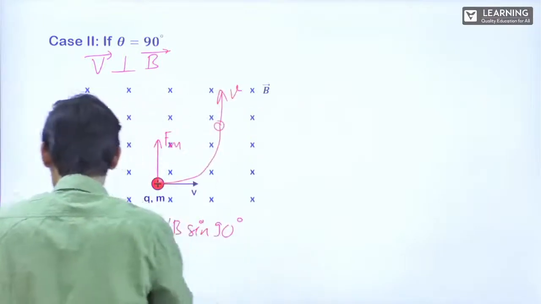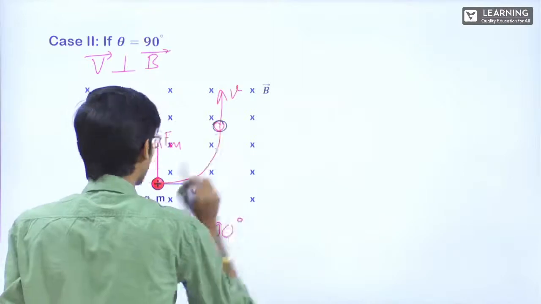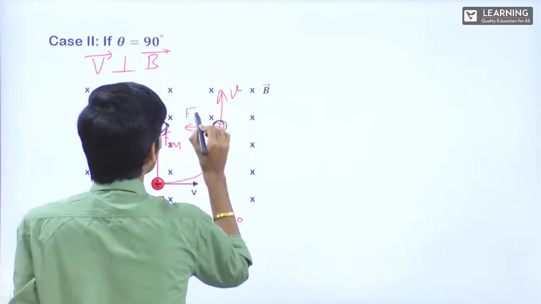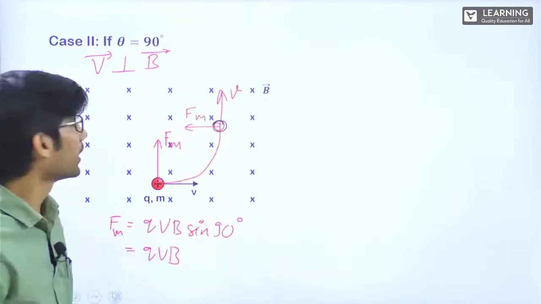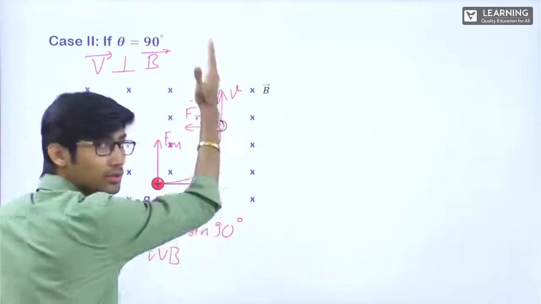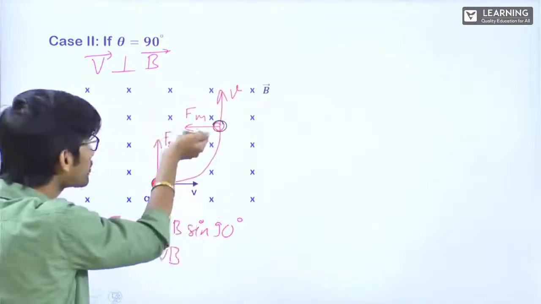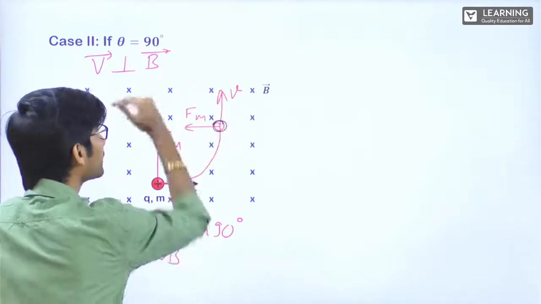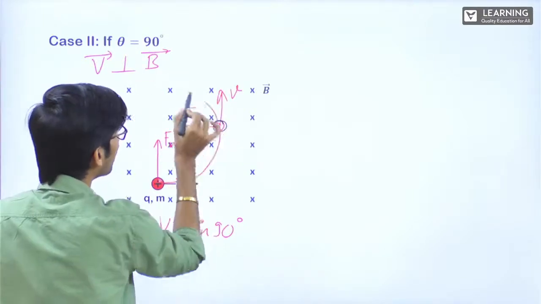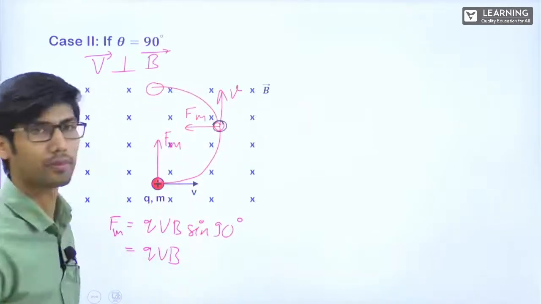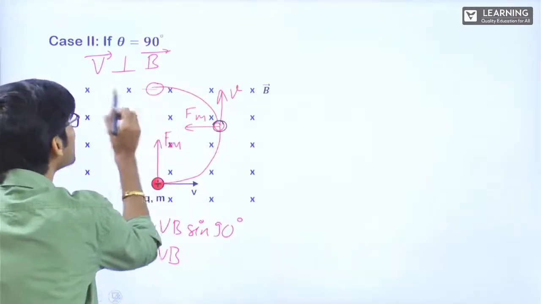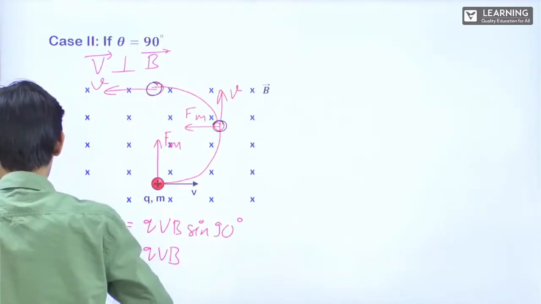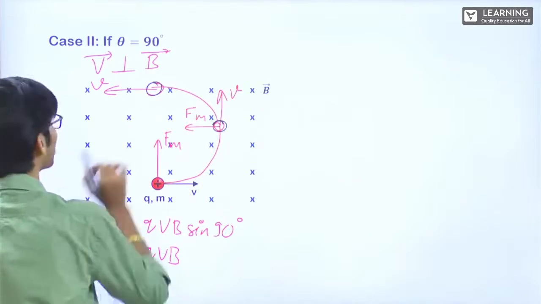Now when the particle reaches here, this is the direction of force, right? Again you see the particle is moving like this, the force is inside. So this force will attract this particle, right? It will again deviate the particle and the particle will start moving like this. Let's say the particle came here. Now when the particle is here, the velocity is in this direction.